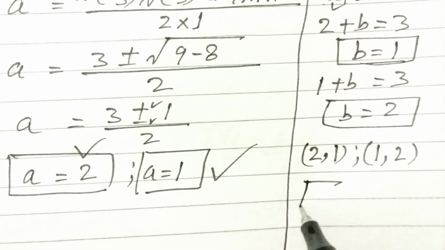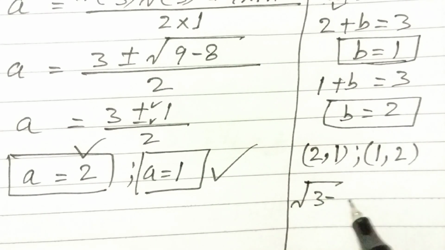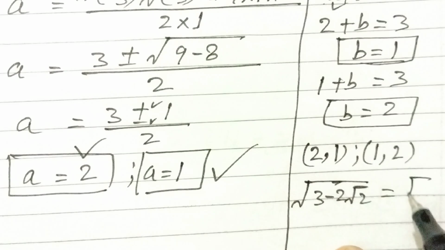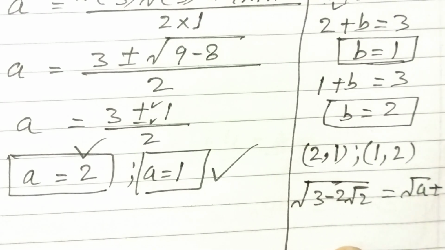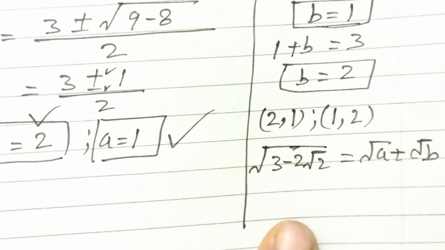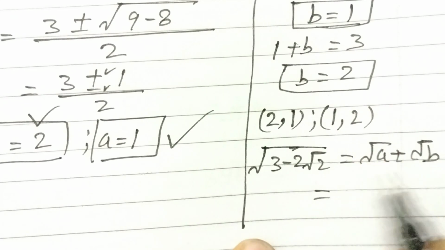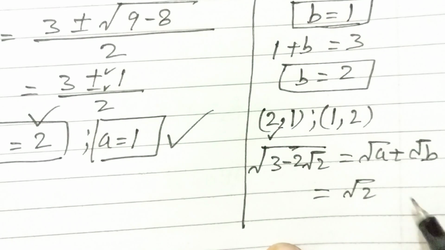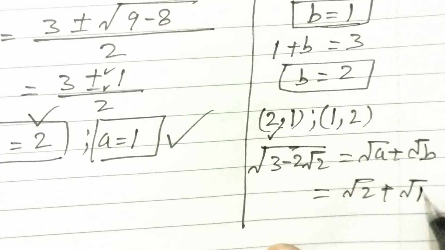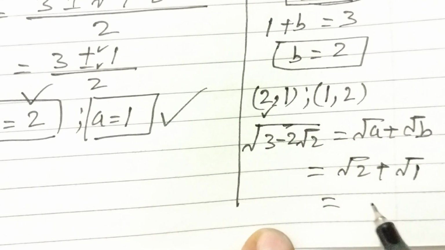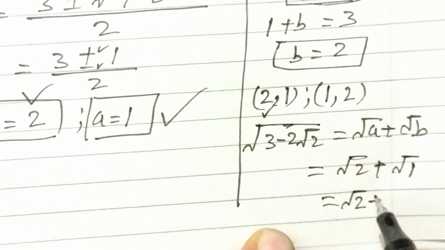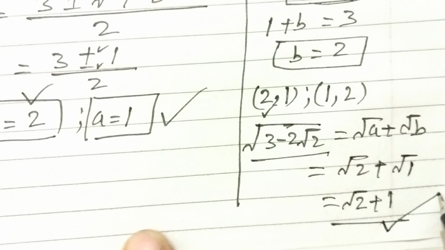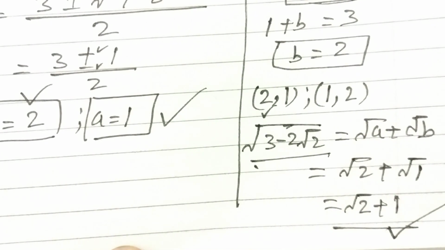Okay. So square root of 3 minus 2 square root of 2 is equal to square root of a plus square root of b. Fine. So simplified form of this will be square root of 2 plus square root of 1, which is equal to square root of 2 plus 1. Right? So this is the simplified form of this.